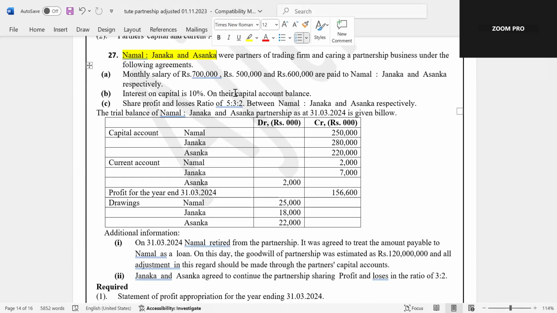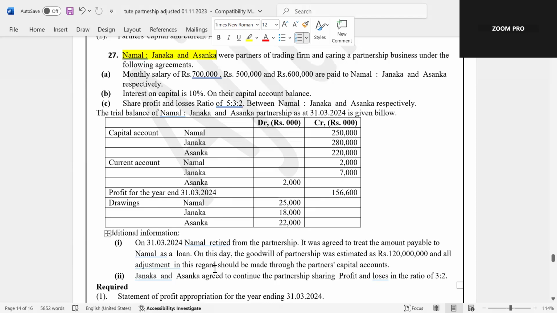The retirement is given at the end of the year, and the profit sharing ratio is also given, 5:3:2. The trial balance is given as at 31st March 24. In the trial balance, think of capital account balance, current account balance, and profit for the year, also given as at 31st March 24. Drawings are also given for the three partners.